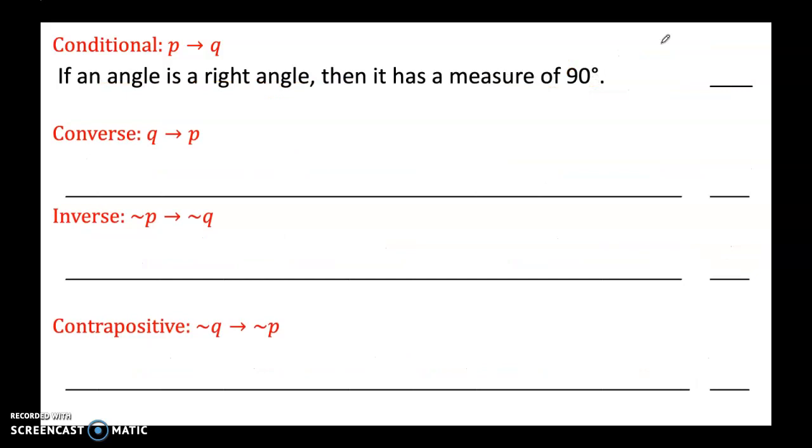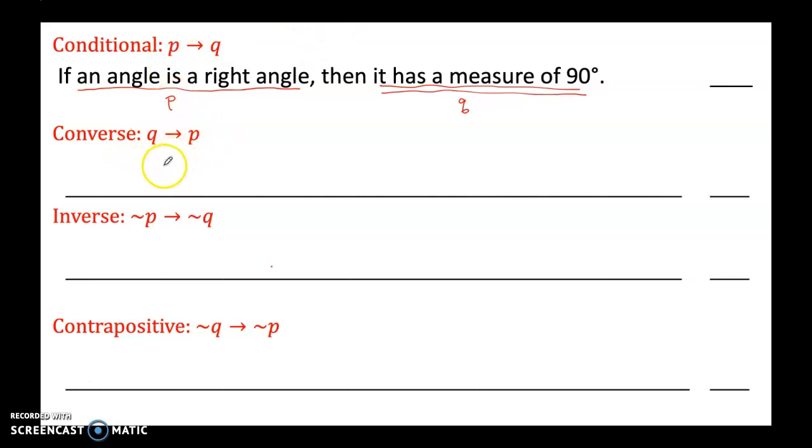Now let's have this one. If an angle is a right angle, then it has a measure of 90 degrees. So our if statement: an angle is a right angle, then our then statement: it has a measure of 90. So this is our P statement and this is our Q statement. Our pronoun "it" pertains to an angle. That is our noun.